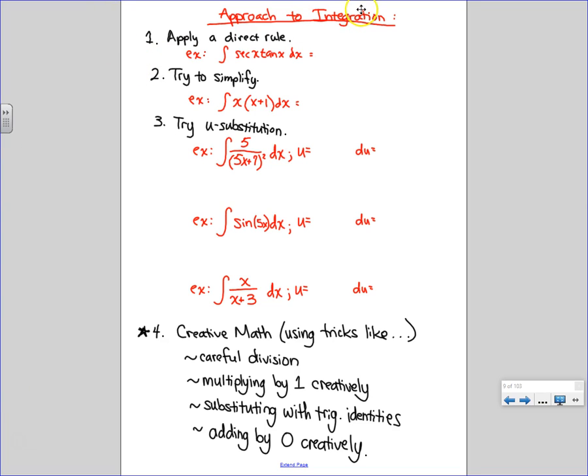Now, hold on. This entire page, approach to integration, I'm not telling you what U sub is. We already did that. I'm not telling you steps 1, 2, and 3 for how to do U sub. We already did that. I'm saying when you get to an integration problem, think of the following. Does that make sense? So the first thing to think is, is there a direct rule I should be able to go straight to an answer for? In this example, there definitely was.